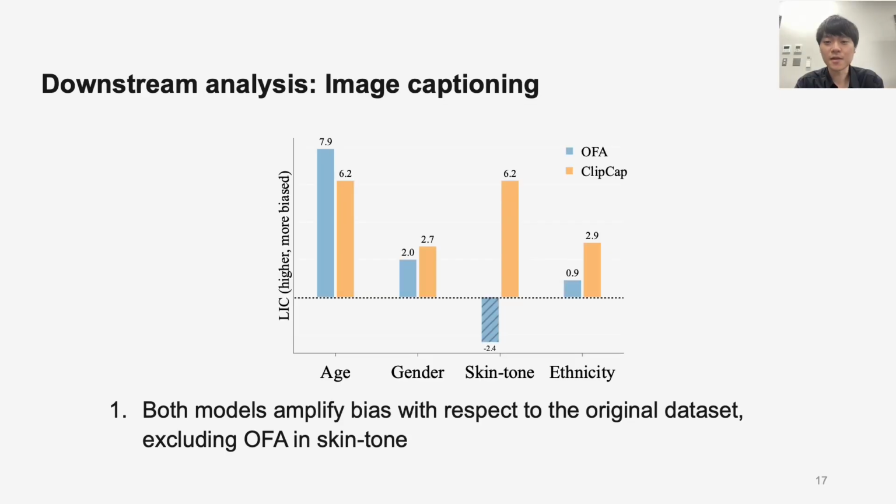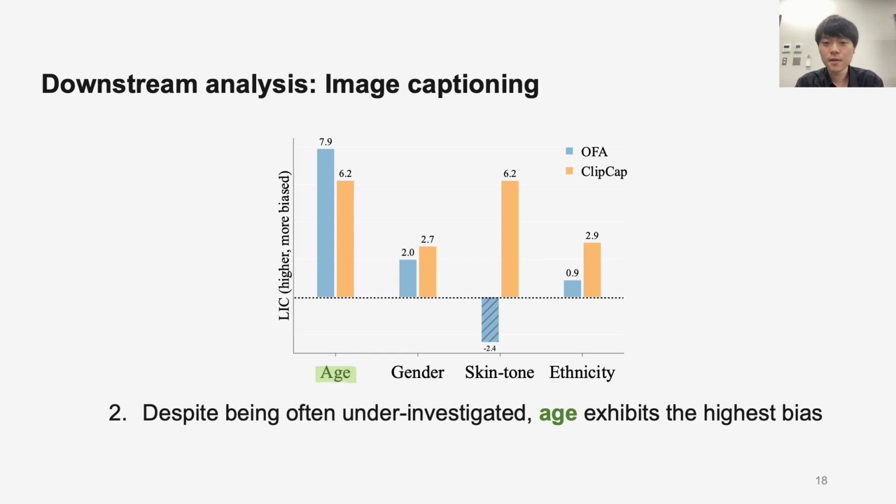With these annotations, we evaluate societal bias in visual and language tasks. We evaluate image captioning models, OFA and ClipCap, with the LIC metric. Higher values indicate that the model amplifies bias. Our results show that both models amplify bias with respect to the original dataset, excluding OFA in skin tone. Surprisingly, despite being often under-investigated, age exhibits the highest bias according to our evaluations.